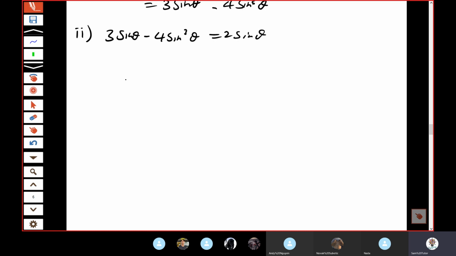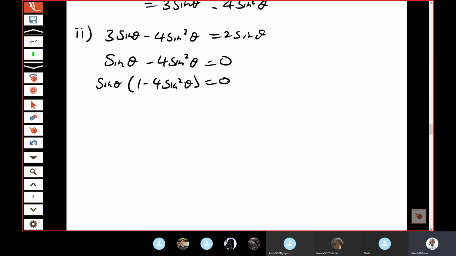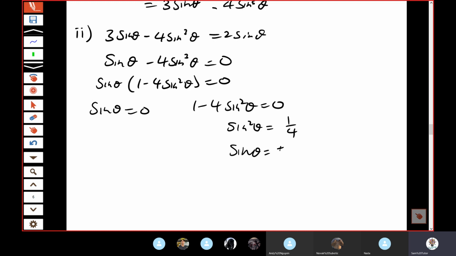Stop thinking, Stefan. Just do it. You should be very robotic. Bang, you factorize. Bang, solve. Minus the 1 divided by 4, sine squared equals a quarter. Then you know that means all four quadrants, because sine theta is equal to plus or minus a half. And you're done.